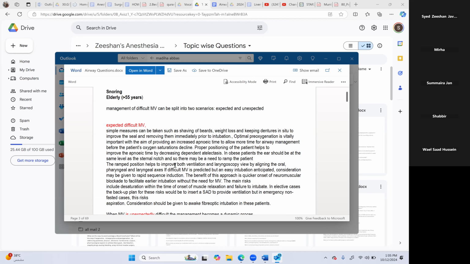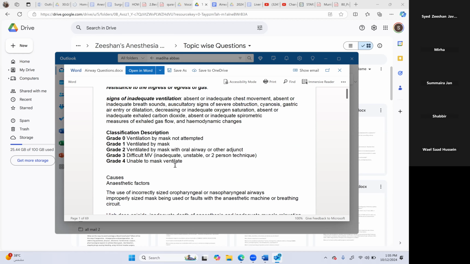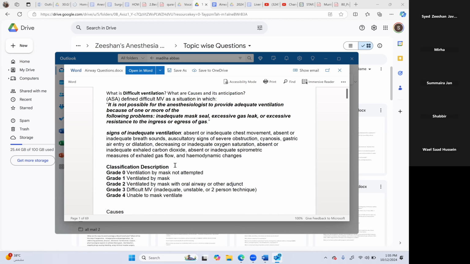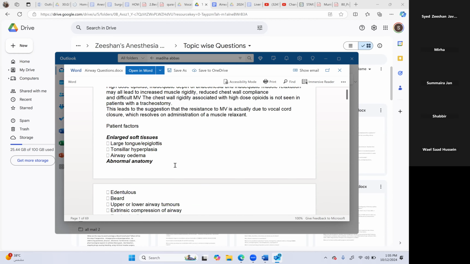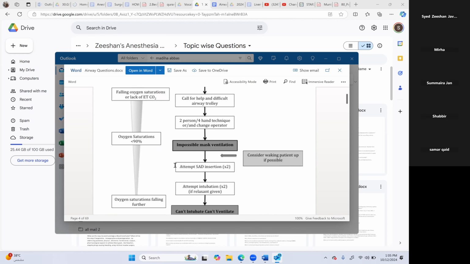So there will be some factors in the history, there will be some factors in the examination, as we all do these, all the Mallampatti and this thyromental distance.